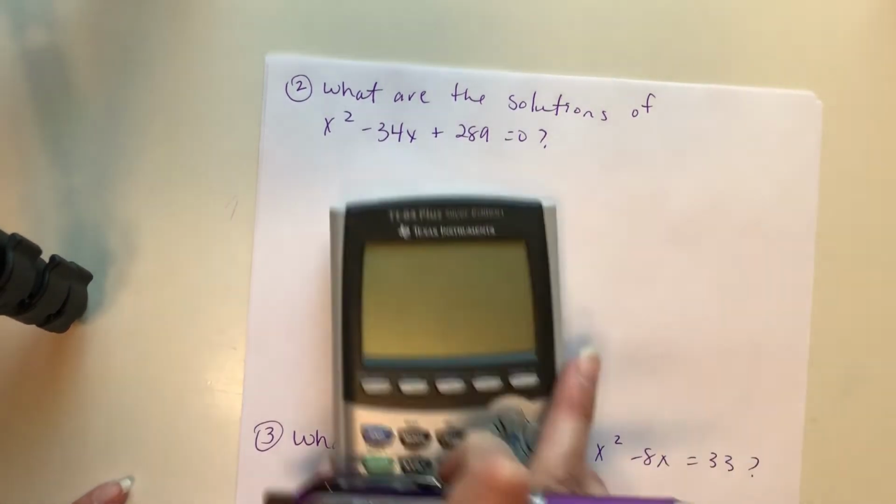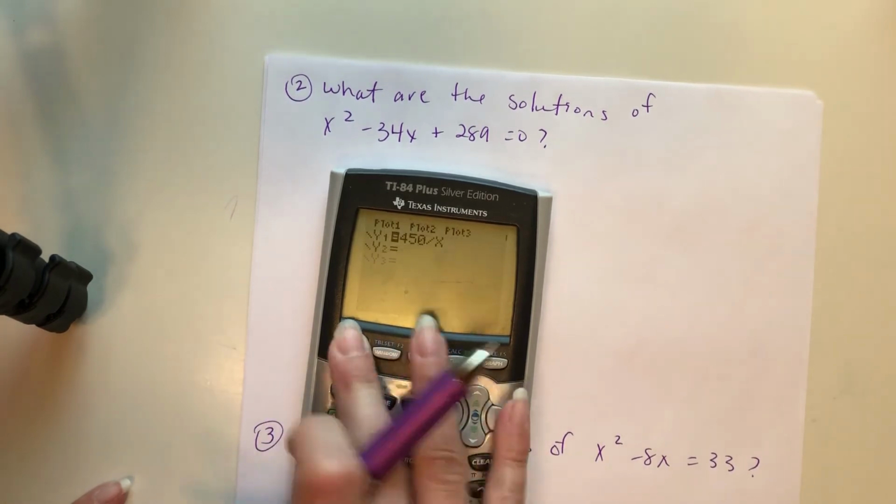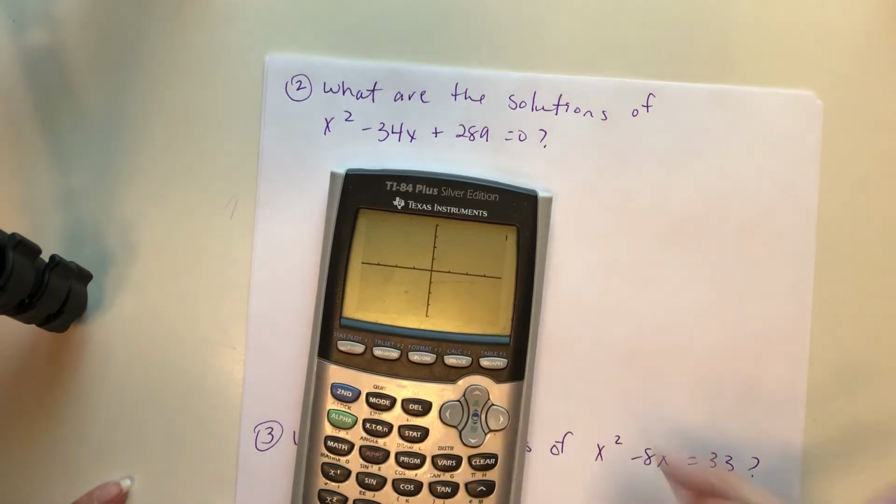Okay, so before we do this, I just want to come over to the calculator for a moment. I'm going to go back to my y equals. I'm going to clear this out. I'm going to type in this equation: x squared minus 34x plus 289. I'm going to graph.